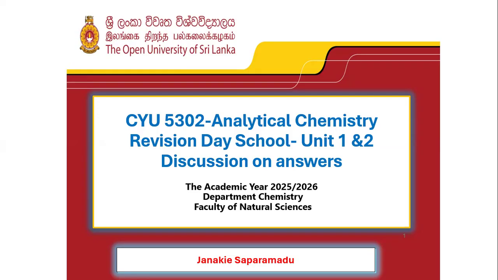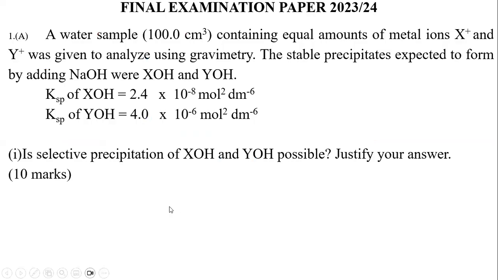Okay, let's start the discussion. Question number 1. There's a water sample, equimolar. Question number 1: is selective precipitation of XOH and YOH possible? Justify your answer. Can someone answer?